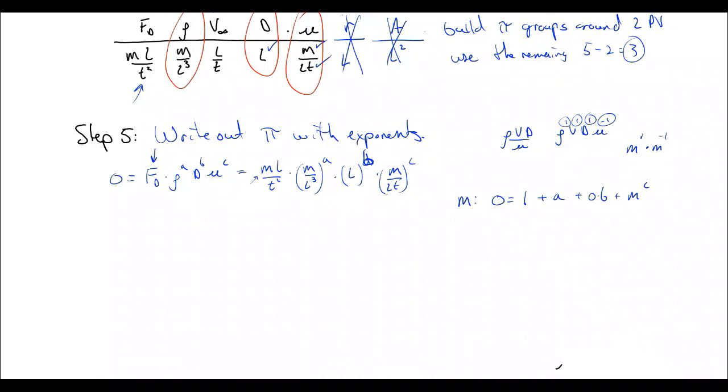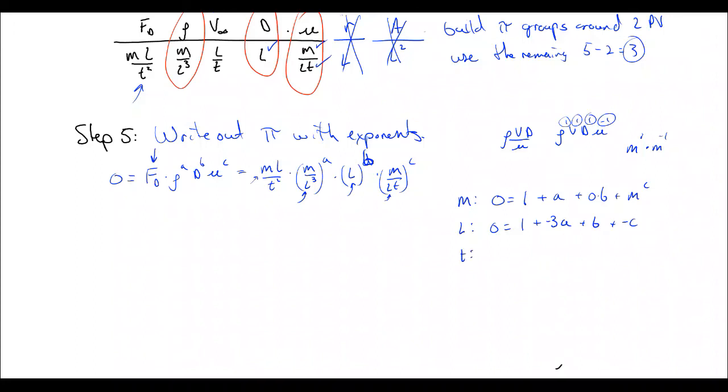Good. Now let's do our next one, which is length. We have 0 is equal to, and then we have a length on the top, so it's just to the 1 power, plus a length to the negative 3 on the bottom here. That's a negative 3. So we have a negative 3 times a for that. We have a length to the b power here, so that's plus b, plus we have a length on the bottom, which is a negative 1 times c, gives us a negative c.